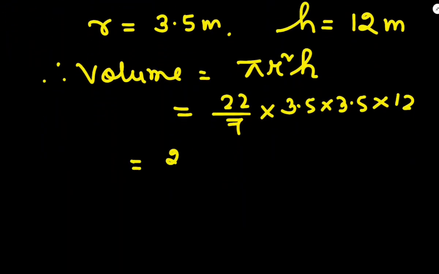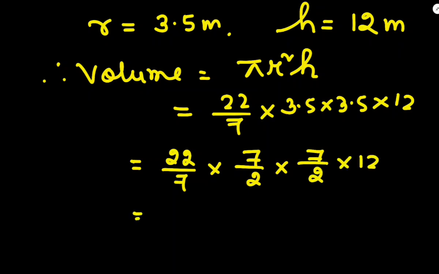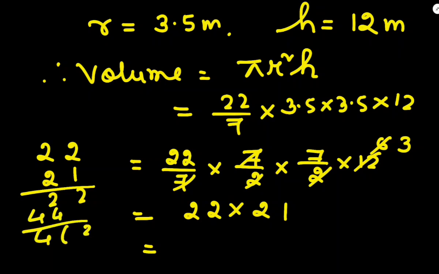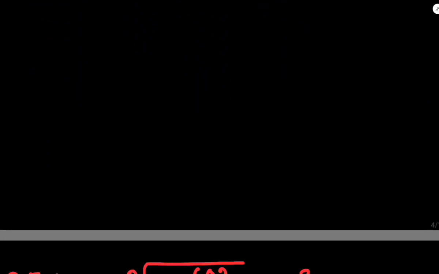So obviously, as I taught you in class, I'll remove the decimal. 3.5 will be written as 7 by 2, into 12. Now it's all about calculations. 7 cancels, 2 into 12 cut over 6 times, I put 2 cut over 3 times, so left with 22 into 21. So simple multiplication, 22 into 21, 22, 44, 462. So my answer is 462 meter cube, since we're finding volume. So very simple. Once you know the formula of volume.